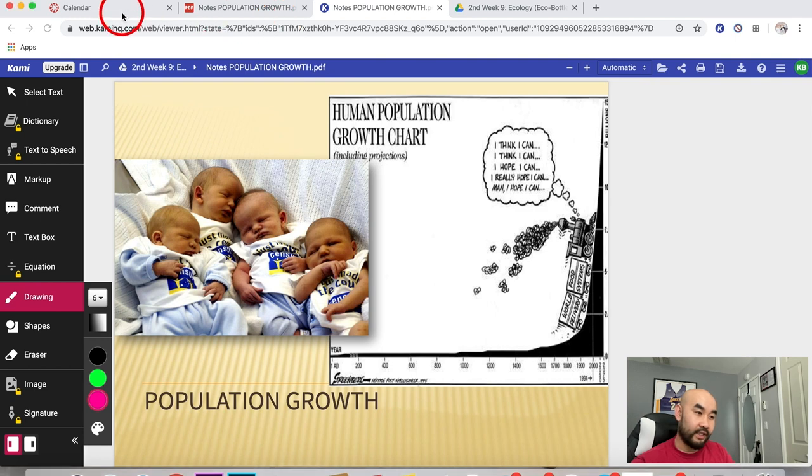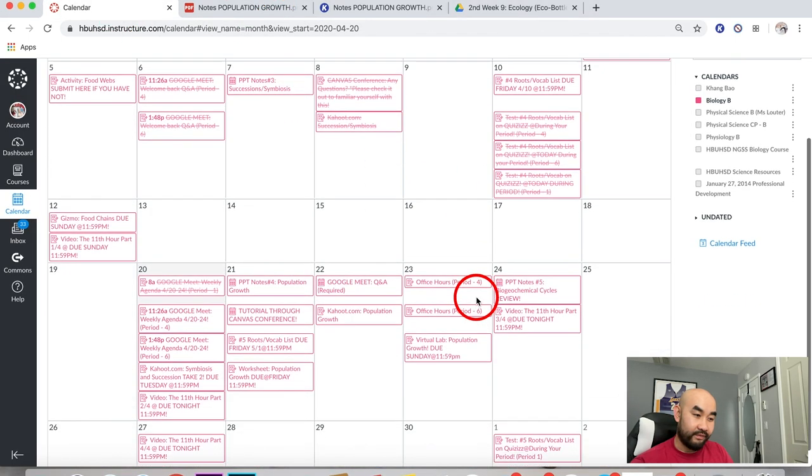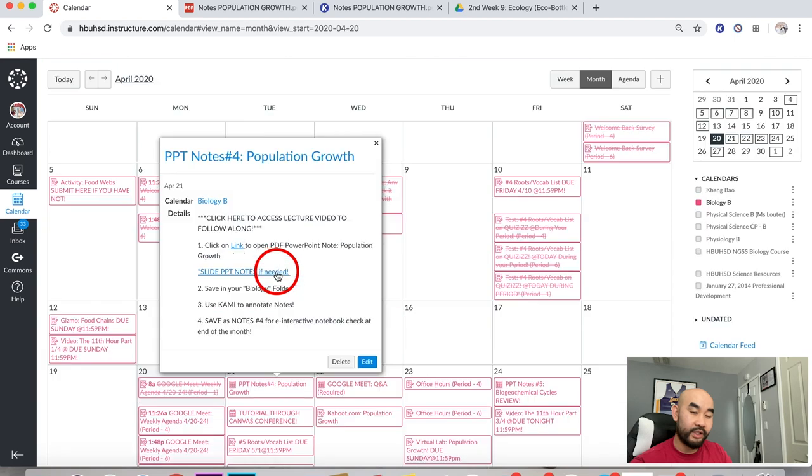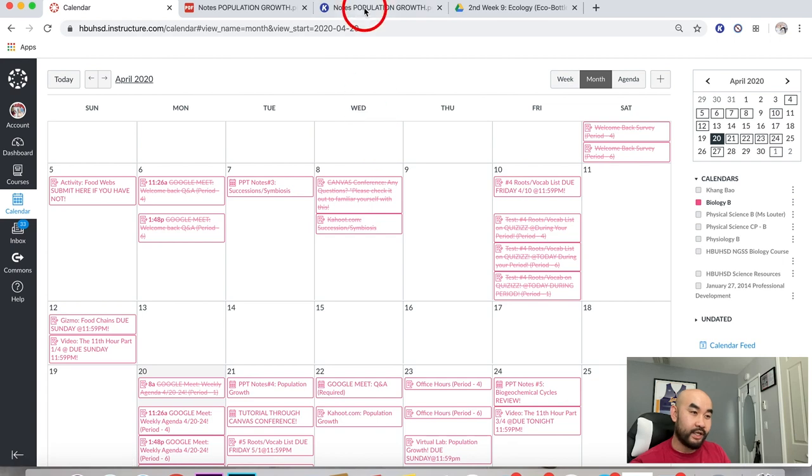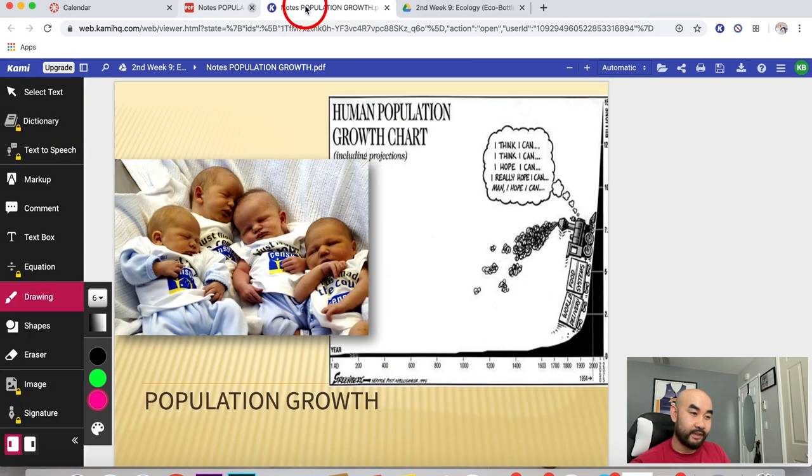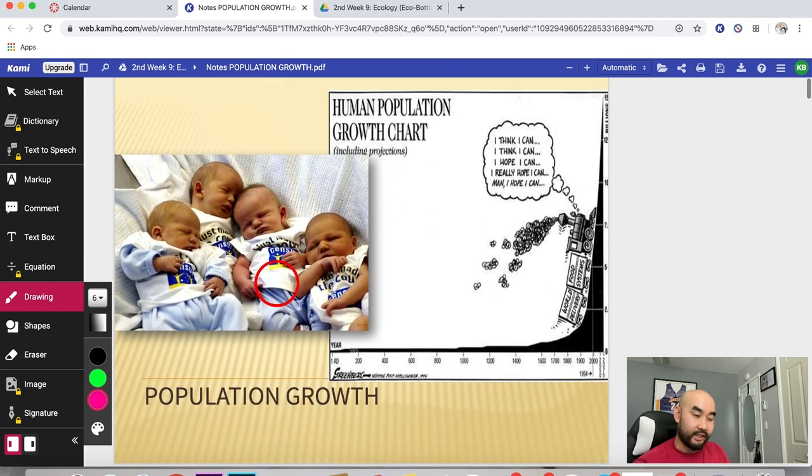And again, if you look at the Canvas, this would be our fourth note since the end of April is coming. So don't forget, we will have our interactive notebook check, so make sure you open with Cami. Okay, so we are on population growth. Today we're going to talk about population growth, looking at this, right? Population, human.